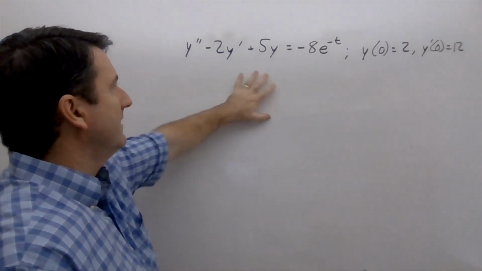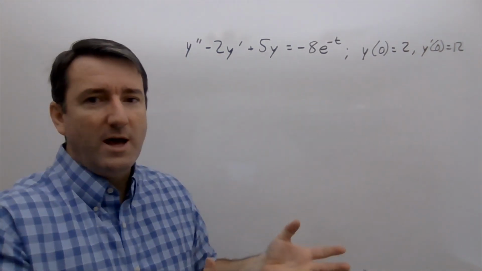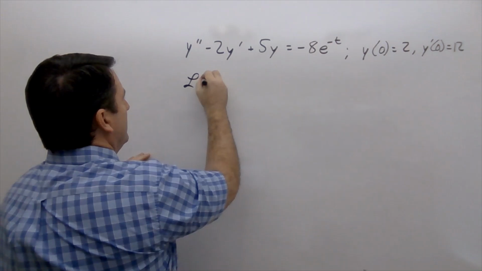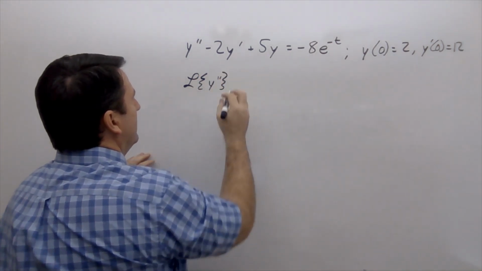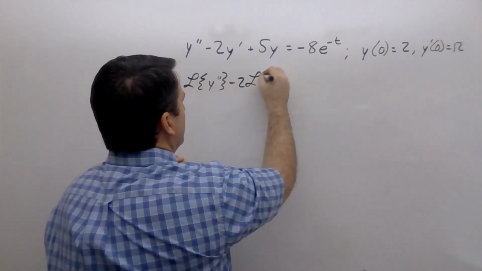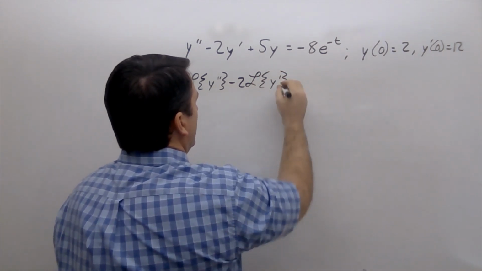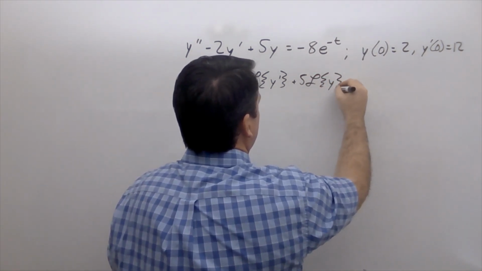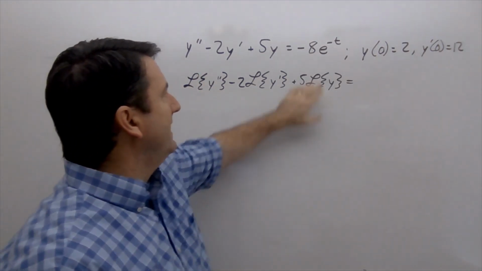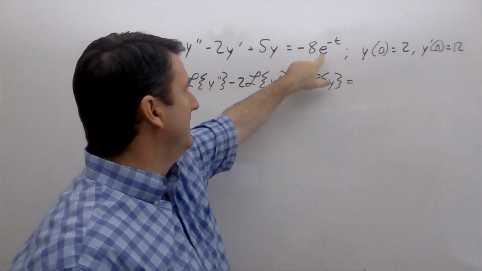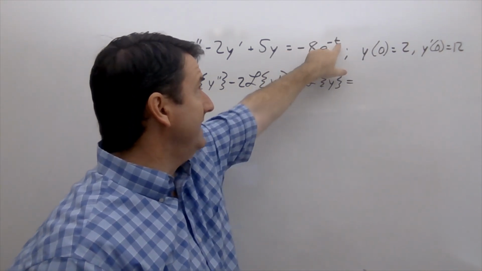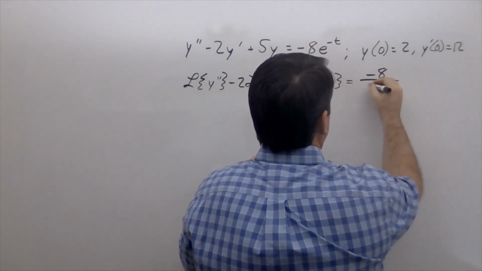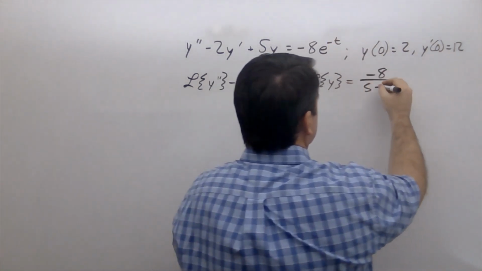All right, so starting off here, the first thing we're going to want to do is take the Laplace transform of both sides of this equation. So we're going to get the Laplace transform of the second derivative of y minus 2 times the Laplace transform of the first derivative of y plus 5 times the Laplace transform of y is equal to, and now the Laplace transform of this, notice that this is just a constant times e to the at, where a is -1. So this is going to be -8 over s minus -1, so plus 1.